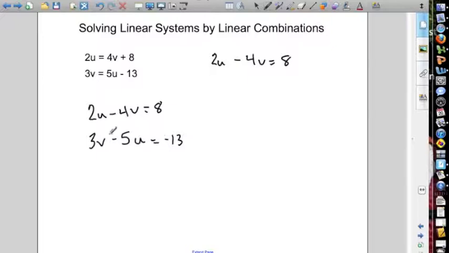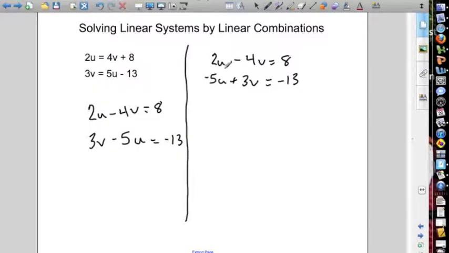But the second one, I want this whole thing right here. So I look slightly to the left of the 5, that's negative 5u. I look slightly to the left of v, that's positive, so plus 3v, and that's equal to negative 13. Now I'm still not ready just to go through and add them and use the method of linear combinations, because nothing's going to cancel here.